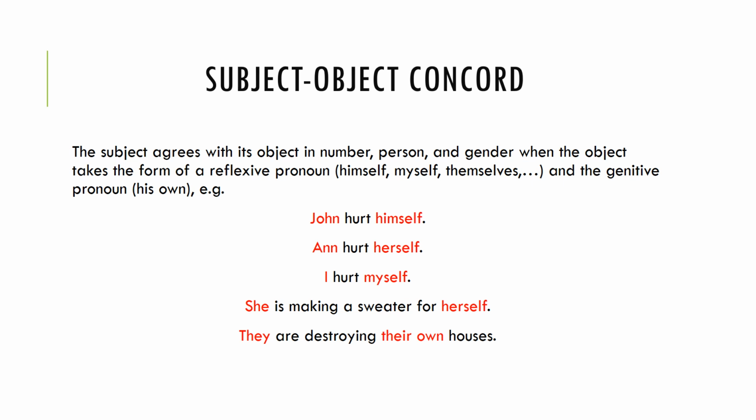The same thing applies when the object has the form of the possessive pronoun his own. We also have to change this pronoun his into a pronoun that suits the subject in number, person, and gender. So we say, for example, they are destroying their own houses. In their own houses, we have changed the form of the pronoun from his into their, because we know that their is suitable for they, the subject. Both are plural, both are third person, and both are neutral.